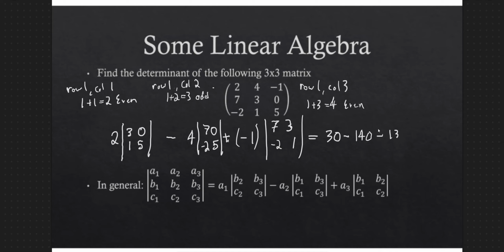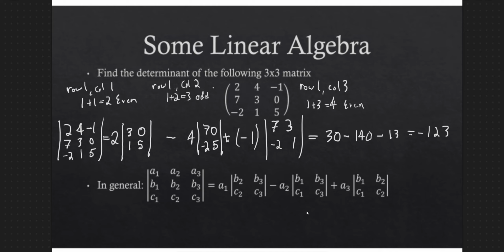30 minus 140, that's negative 110. So this is minus 13, which gives negative 123 as the determinant of this 3 by 3 matrix, using cofactor expansion.